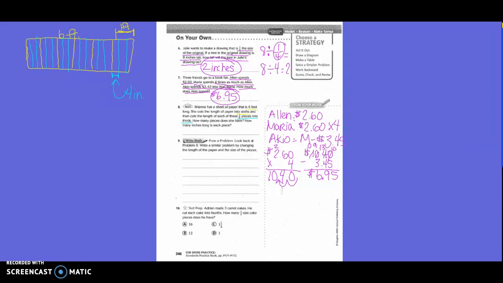Then it says that they took those 1/6 size pieces and cut them into thirds. So then we decided that we had 18 pieces. And then we also knew that 1 foot had 12 inches, so that one section was 1 foot, but then they cut it into 3 pieces. So then we took 12 divided by 3, and we got 4 inches.